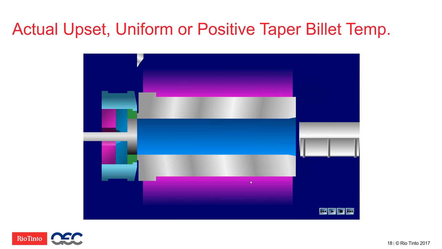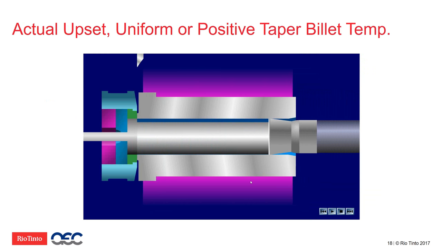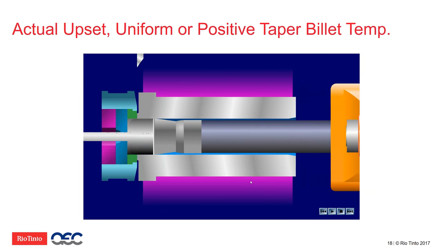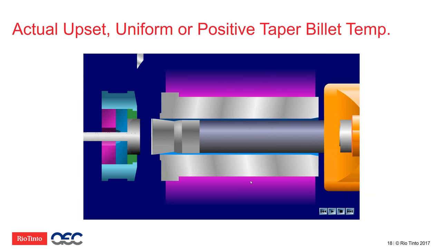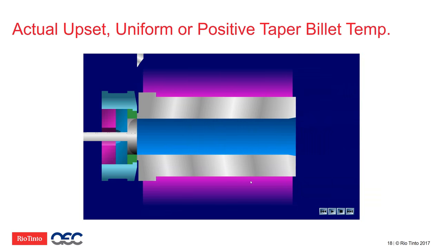And so here comes the billet being loaded here. And that's exactly what the data suggests for upsetting a uniform billet or positive billet taper. So the air pocket here ends up at the back end of the billet. You can see it's progressing and then here it goes. Perhaps you see it now, you can see some little air bubbles here that are being pushed toward the extrusion.